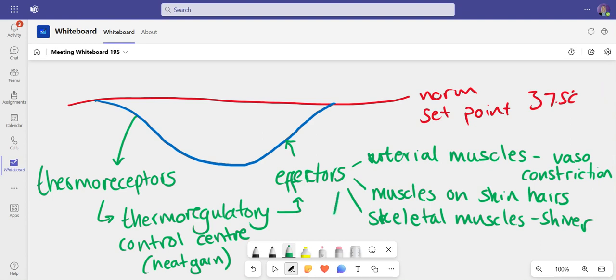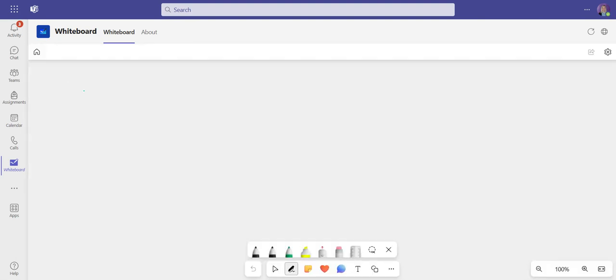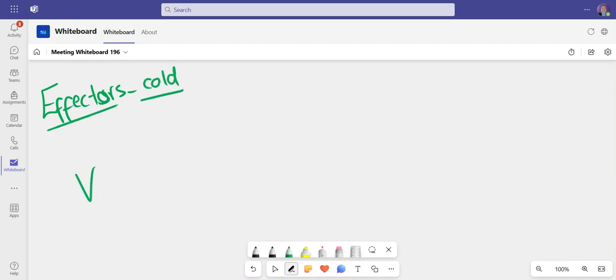And lastly, we need it to send it to some glands, which is going to increase our metabolism. So just like before, we'll go through each of those four processes, effectors. So this time we're looking at the effectors of if we are too cold.